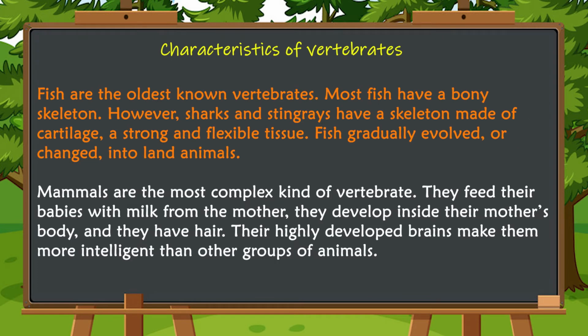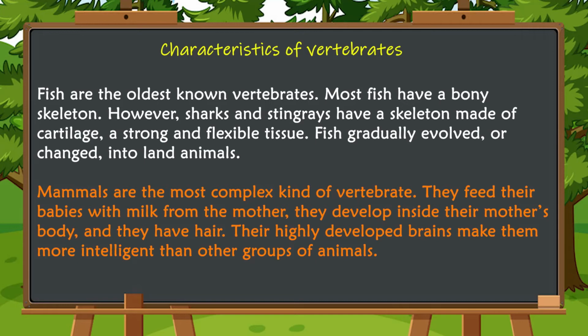Fish are the oldest known vertebrates. Most fish have a bony skeleton. However, sharks and stingrays have a skeleton made of cartilage, which is a strong and flexible tissue. Fish gradually evolved and changed into land animals.